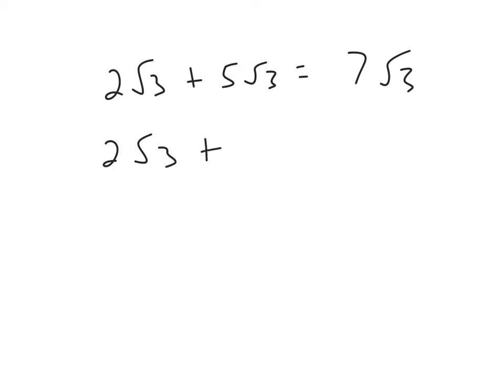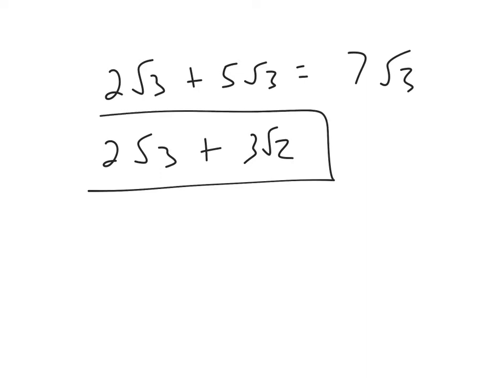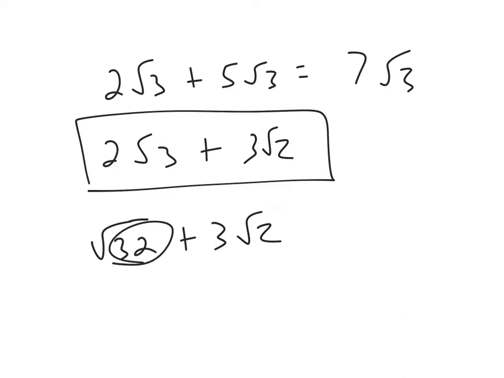So we'll start here with, let's say we got something like 2 radical 3 plus 5 radical 3. We can just add those together and call it 7 radical 3. If I had 2 radical 3 plus 3 radical 2, I can't do anything with that. It's done. This is it right here. Okay? Now, sometimes, though, we'd have something that could be reduced. So maybe something like radical 32 plus 3 radical 2. Obviously, they're not the same radical, but this guy can be reduced, right?